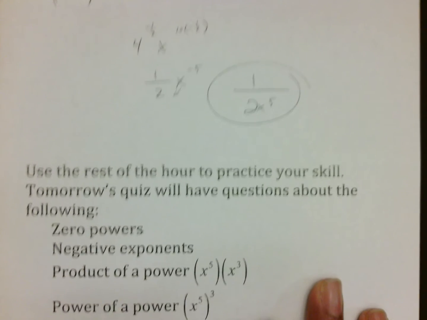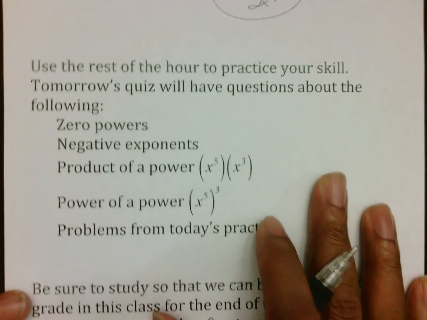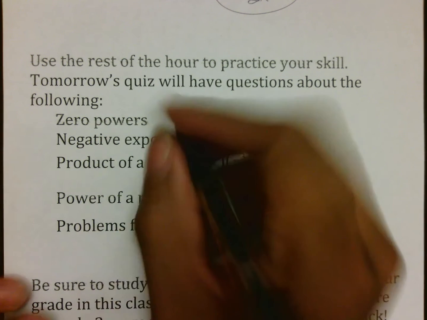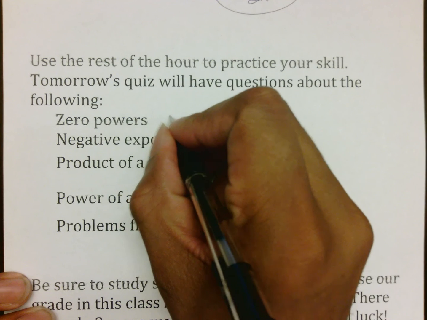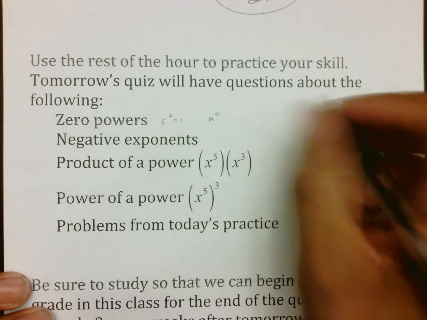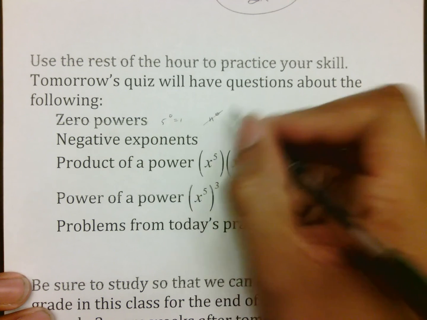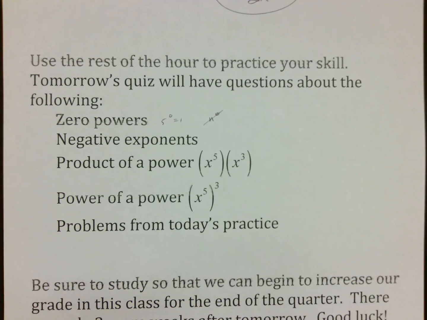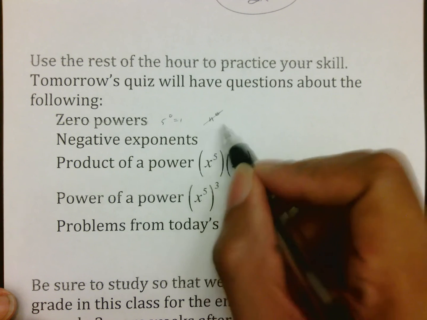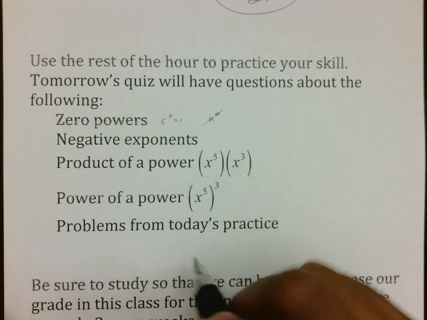So what I need you to do now is use the rest of the hour to practice your skill. Tomorrow's quiz is going to have questions about the following things. 0 powers, remember 0 powers, anything to the 0 power is 1. Also, if you have a 0 power variable and they want you to simplify, you can just cross it out because that means that there are no variables there for you to deal with. Negative exponents we just dealt with. Remember, if it's negative, it wants to go to the other side of the fraction because it's unhappy.